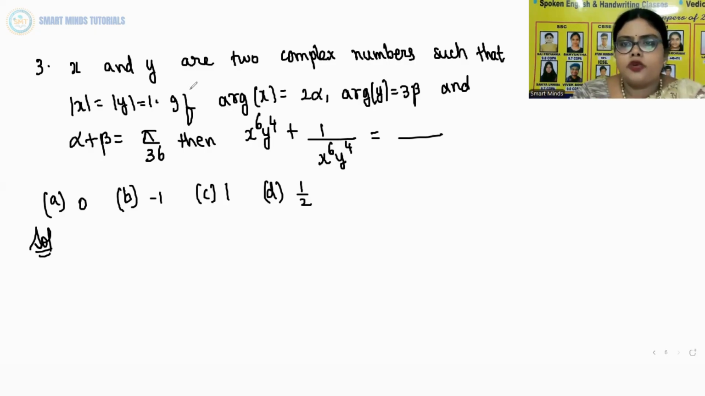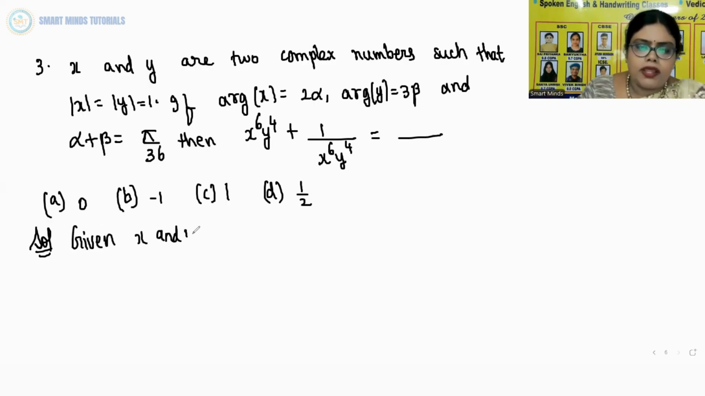x and y are two complex numbers such that mod x is equal to mod y equals 1. If argument of x is equal to 2 alpha, argument of y is equal to 3 beta, and alpha plus beta equals pi by 36, then we need to find the value of x power 6 y power 4 plus 1 by x power 6 y power 4.